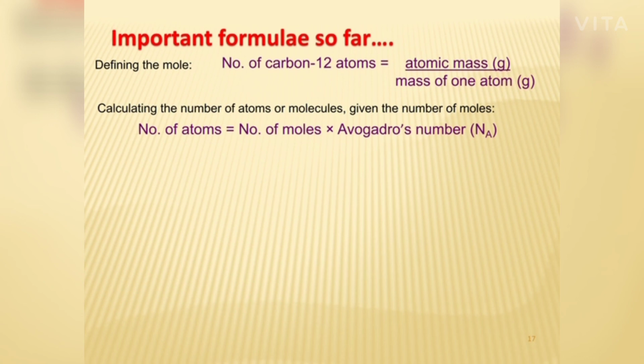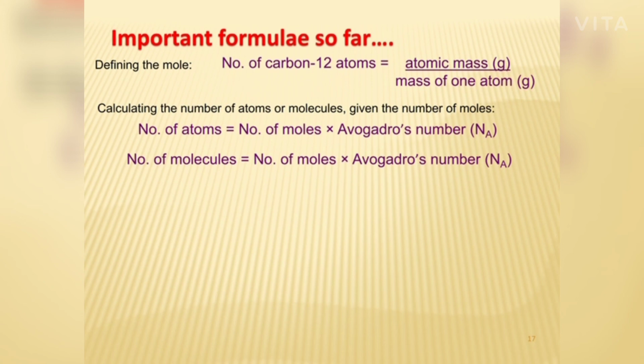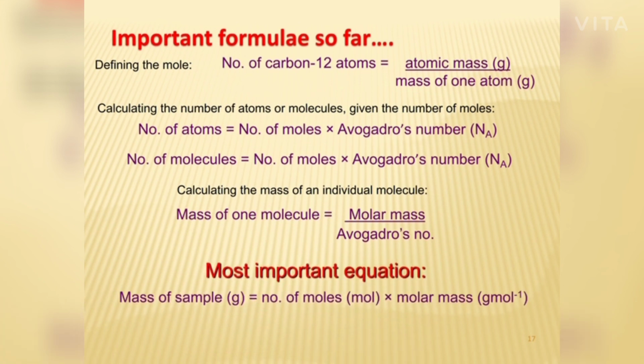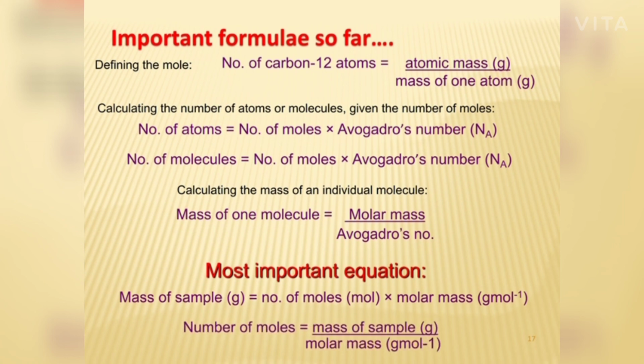If number of moles is given, calculate number of molecules. That formula is number of molecules equals number of moles into Avogadro number. Calculate the mass of an individual molecule: mass of one molecule equals molar mass divided by Avogadro number. Mass of the sample equals number of moles into molar mass. Therefore, number of moles equals mass of the sample divided by molar mass.